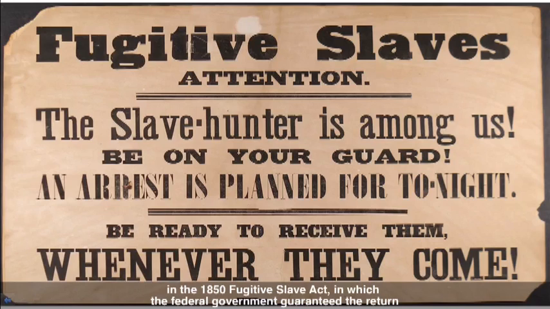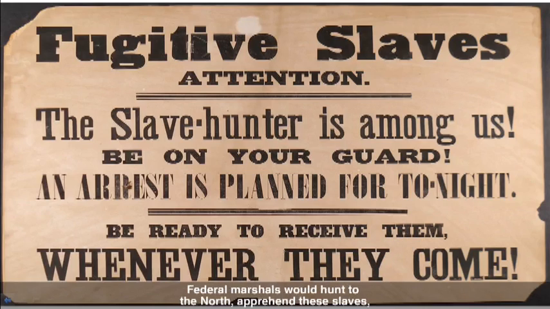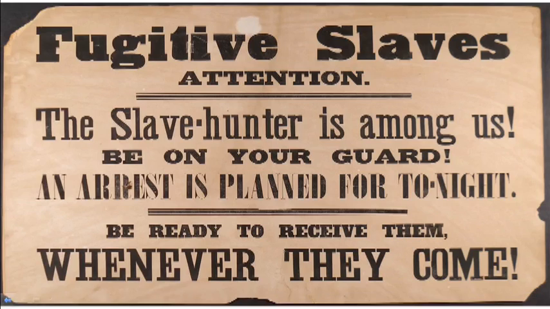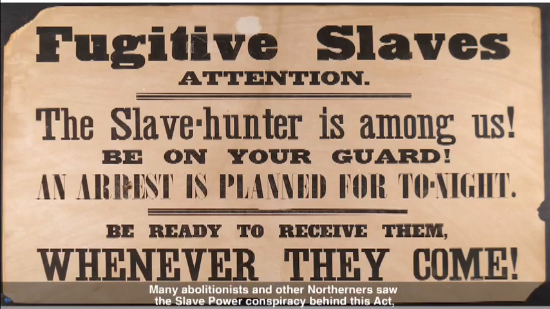was in the 1850 Fugitive Slave Act, in which the federal government guaranteed the return of escaped slaves, even who had escaped into the northern states. Federal marshals would hunt to the north, apprehend these slaves, and take them back to their southern owners. Many abolitionists and other Northerners saw the slave power conspiracy behind this act. Federal slave hunters now invading the North itself and telling Northerners what they could or couldn't do with the African Americans in their midst.